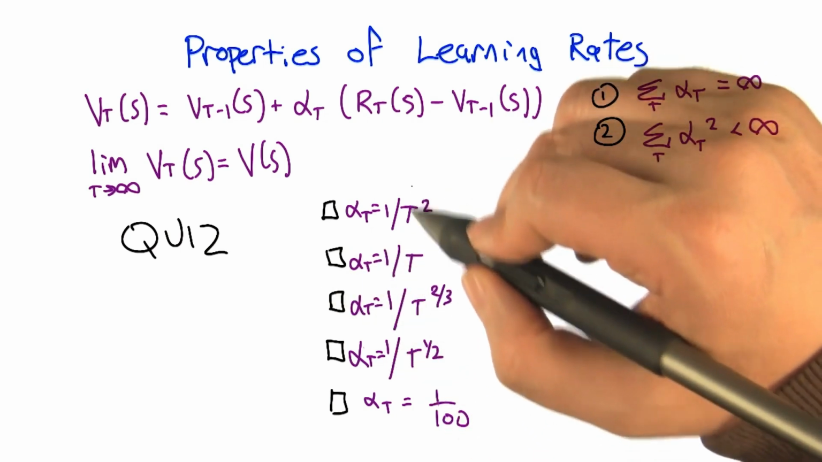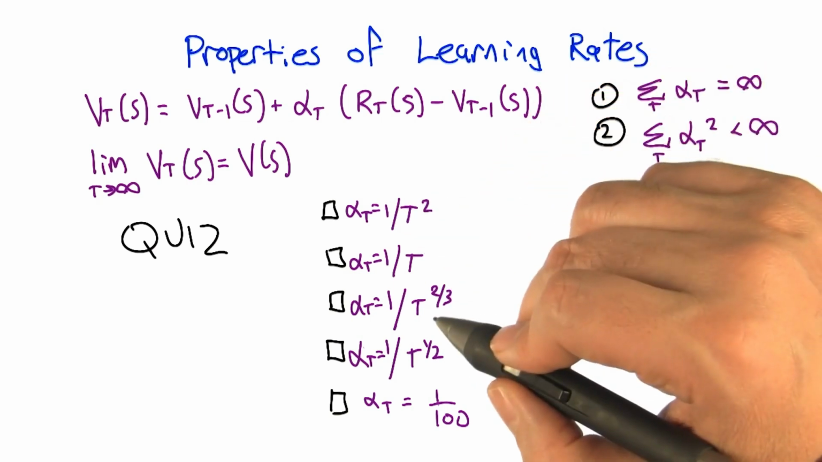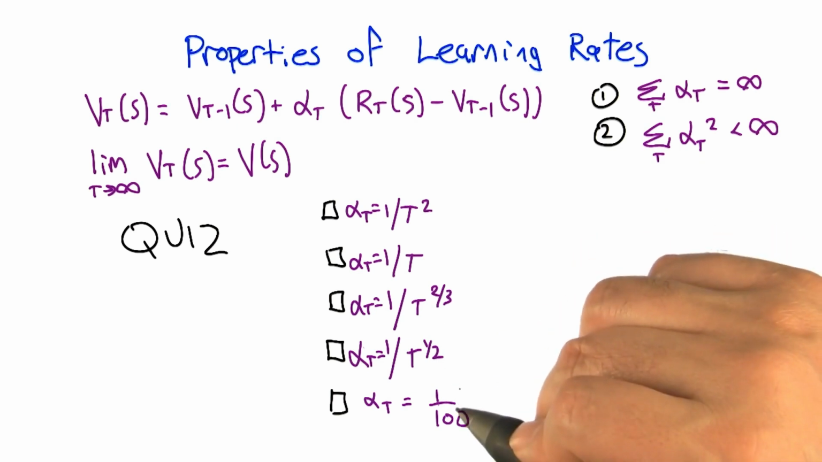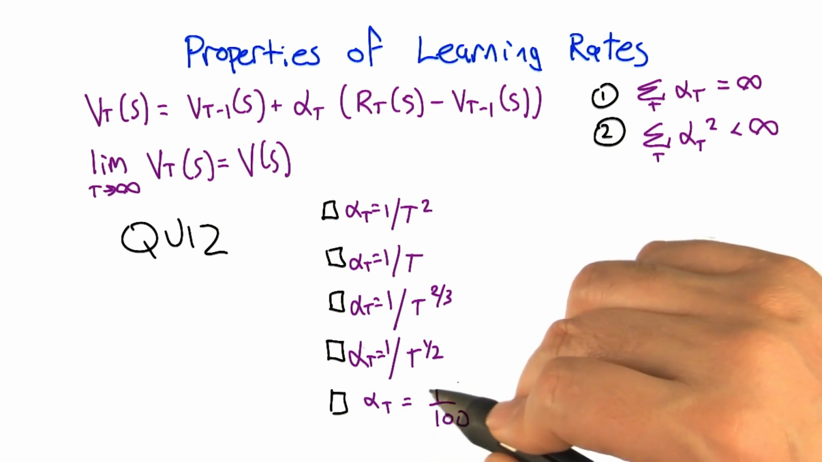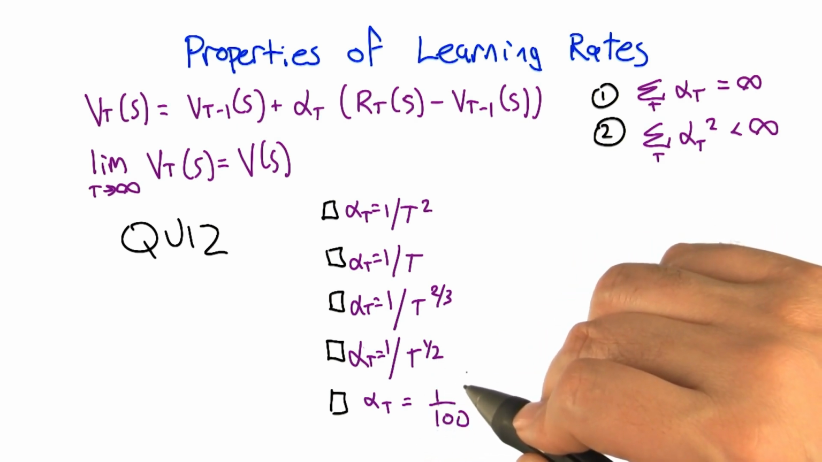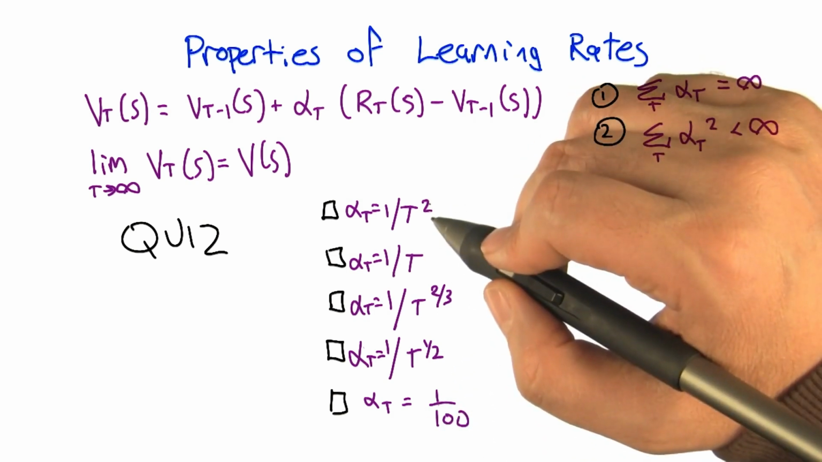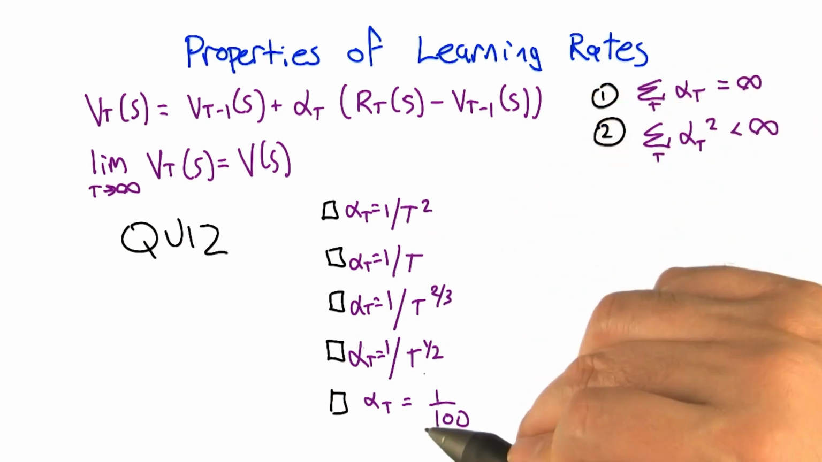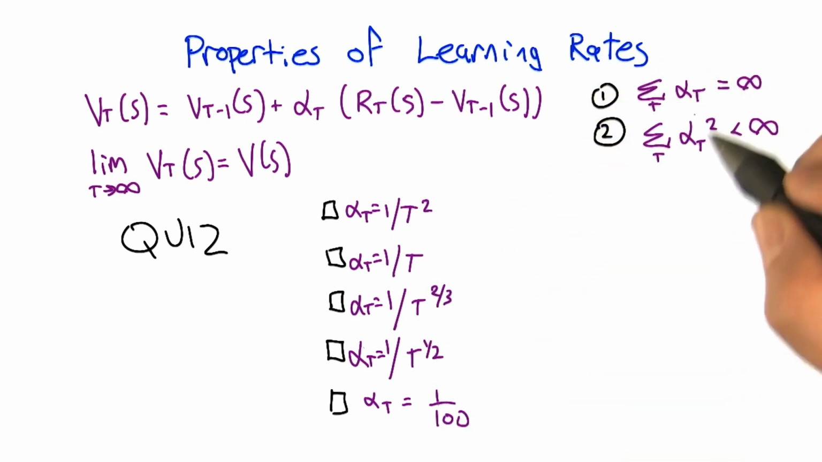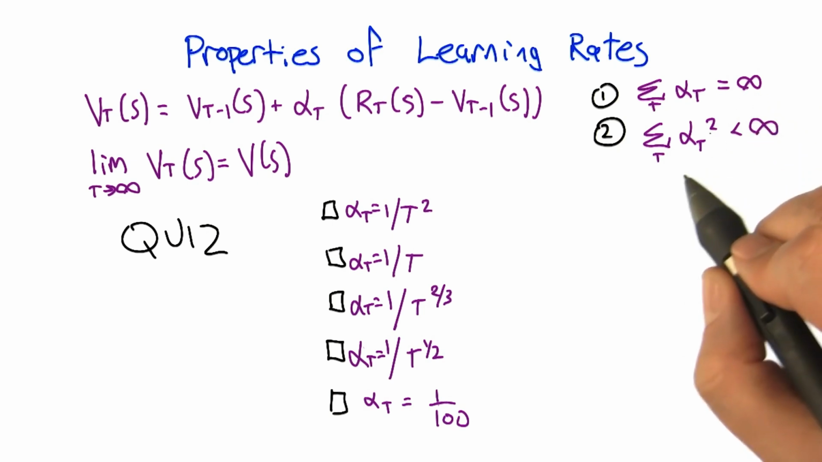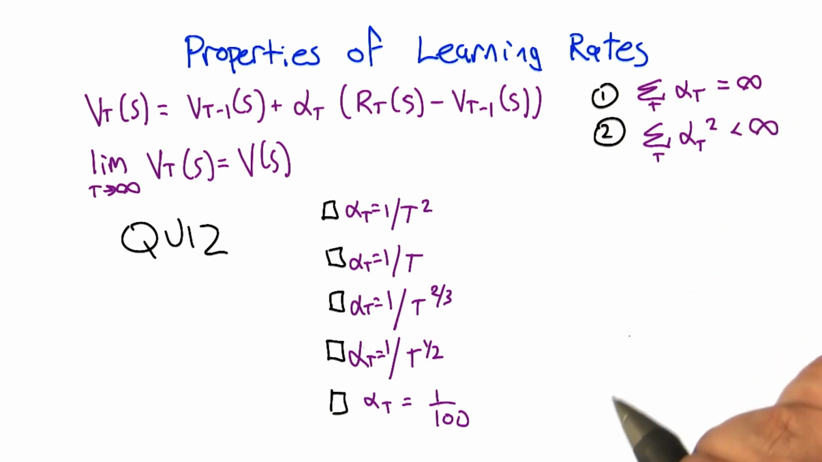But then let's look above and below it. So 1 over t squared, 1 over t to the 2/3, 1 over square root of t. And actually, it's sometimes pretty popular to use learning rates that are just a constant, just a small number that stays constant over time. And so what I'd like us to figure out is which of these 5 rules satisfy the two conditions. In other words, that the sum of the learning rates is infinite, but the sum of the squares is finite. Okay, we can probably do that together.